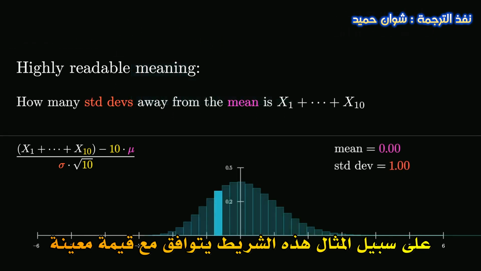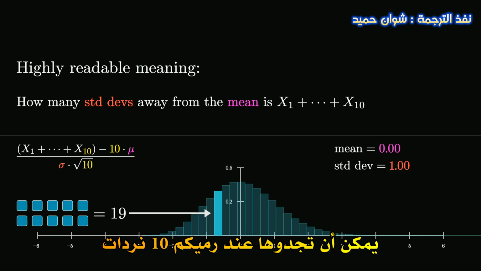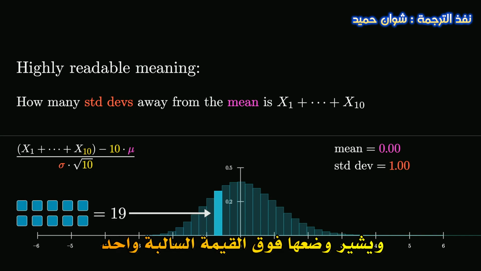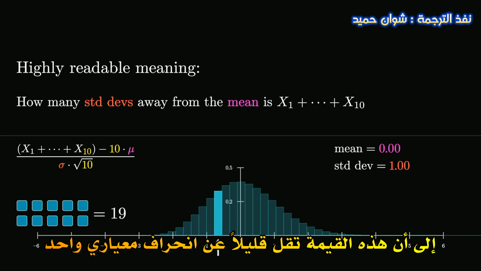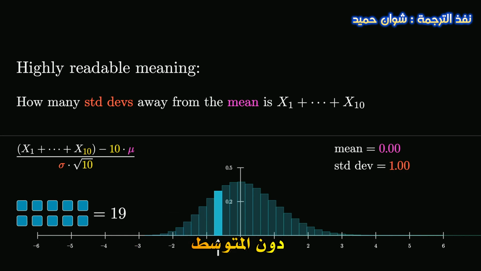For example, this bar here corresponds to a certain value that you might find when you roll 10 dice and you add them all up. And its position, a little above -1, is telling you that that value is a little bit less than one standard deviation lower than the mean.